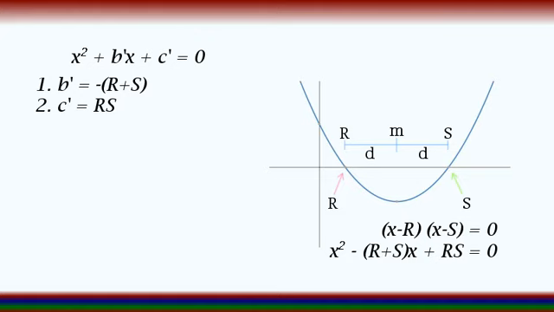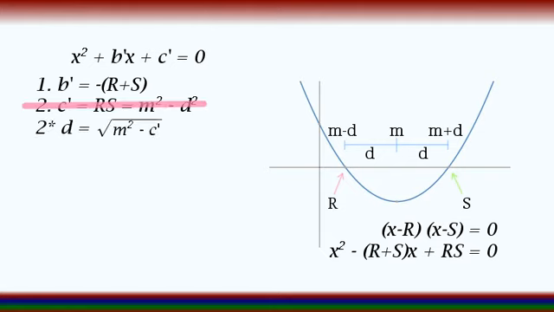But that means the product rs can be written as m minus d times m plus d. We do that weird multiplication thing again to see that r times s is m squared minus d squared. But wait, c prime was r times s, so c prime now is m squared minus d squared. Or in other words, d is the square root of m squared minus c prime. And this gets us to the point we need it to be.